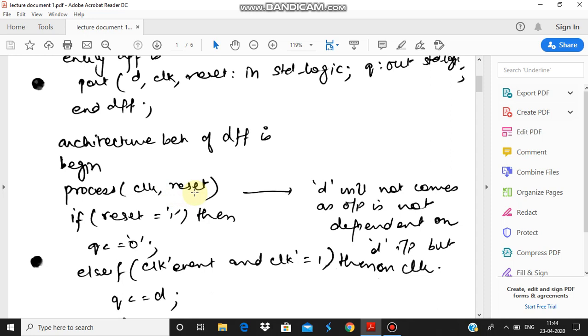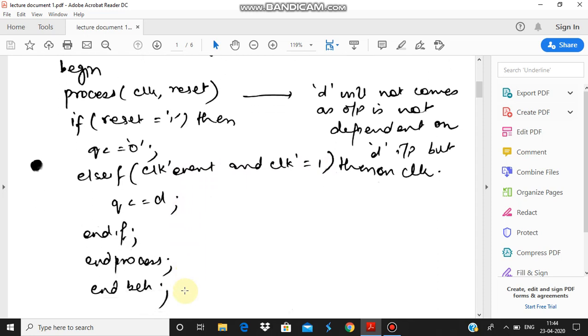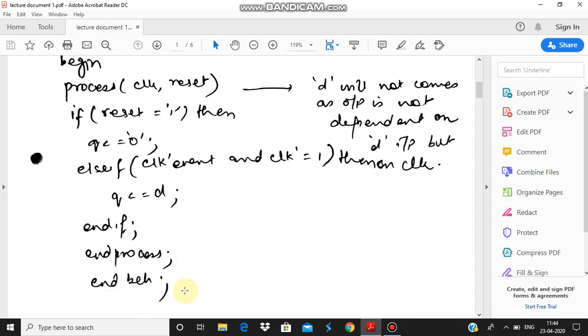It will depend on your clock, right, and your reset. So if you put a condition, whenever reset is high, then your Q is 0. Else if clock'event and clock is 1. I have told you about this attribute. This is your rising edge of the clock. Then your Q is equal to D, end if, end process and end behavior. Very easy, this program is.